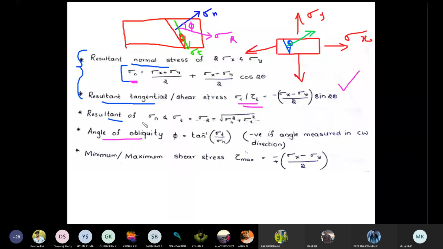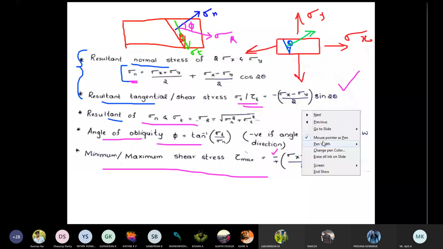Using sigma n and sigma t, we can calculate resultant sigma r, then find out inclination of resultant stress, and the last one, maximum or minimum shear stress using equation plus or minus sigma x minus sigma y divided by 2. When you consider plus sign, you will get maximum shear stress, and when you consider minus sign, you will get minimum shear stress, tau minimum. So note down these equations or else take a screenshot of this one. You can draw a diagram also.